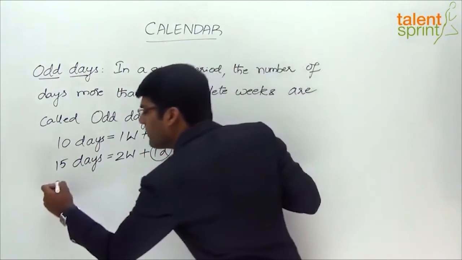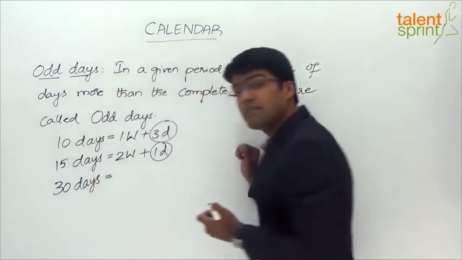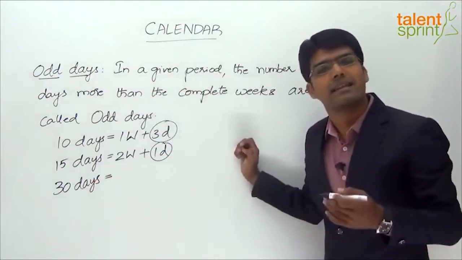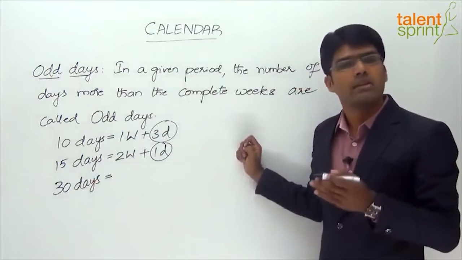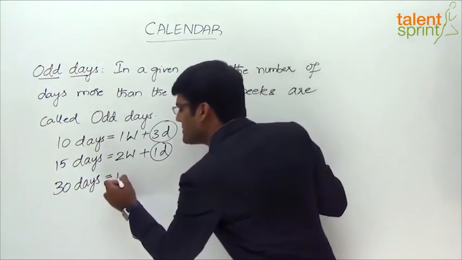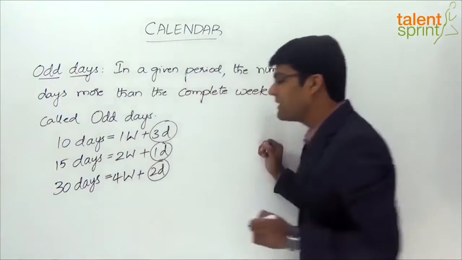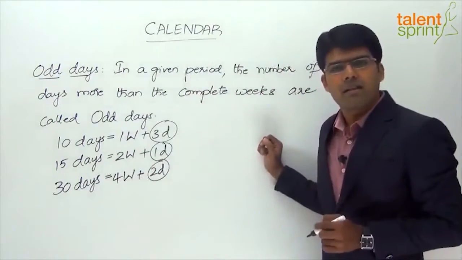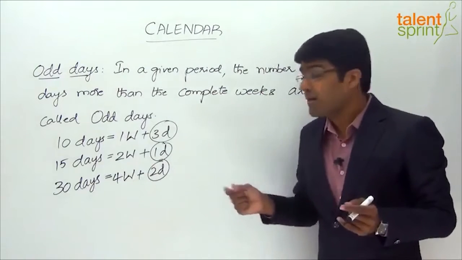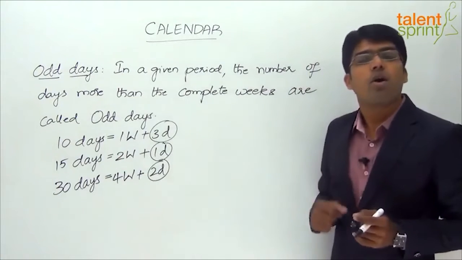Likewise, if we say a period of 30 days, how many weeks do we have? 4 complete weeks. 30 days can be taken as 4 weeks and 2 days, because 4 weeks is equal to 28 days. So 30 days can be split as 4 weeks plus 2 days. So in a period of 30 days, we have 2 odd days. Likewise, for any given period, the number of days more than the complete weeks are referred to as odd days.